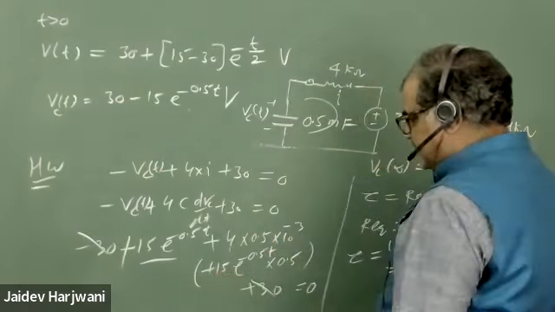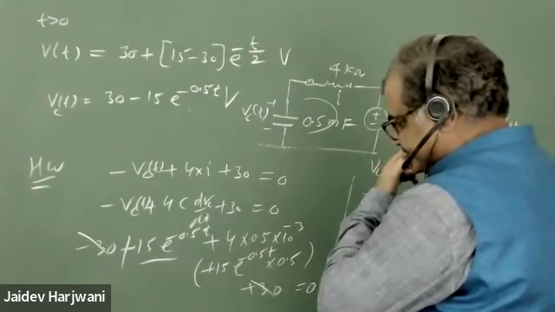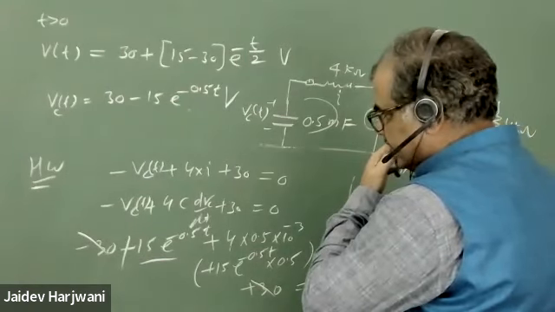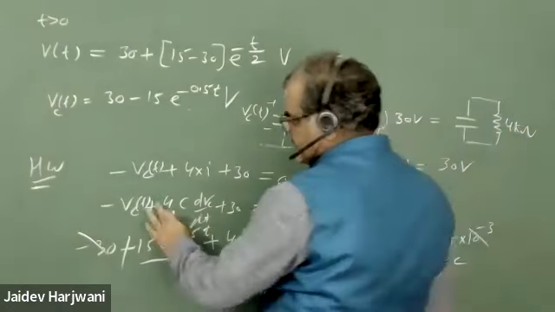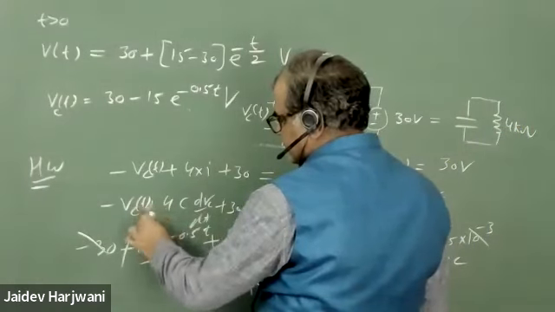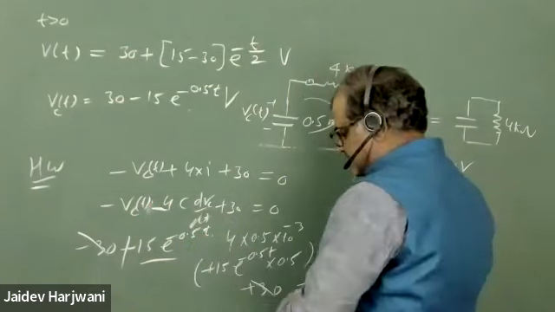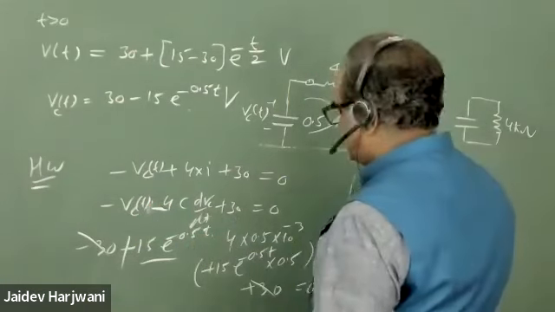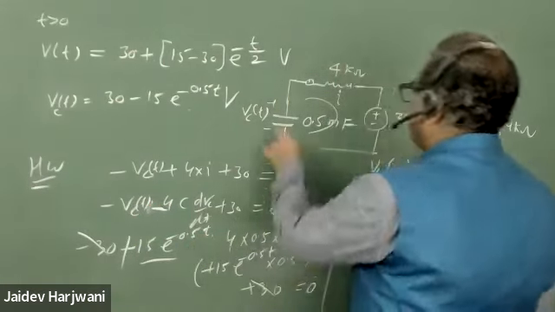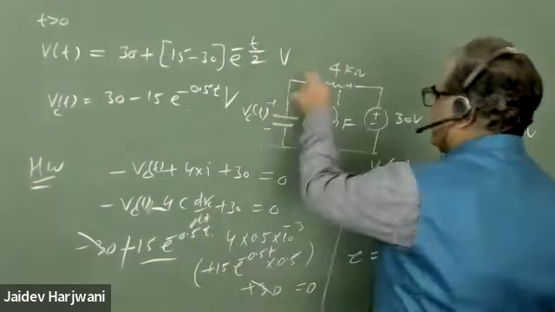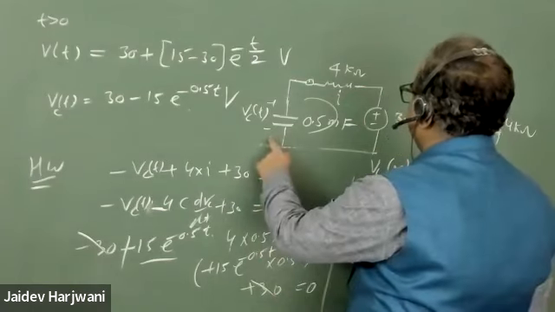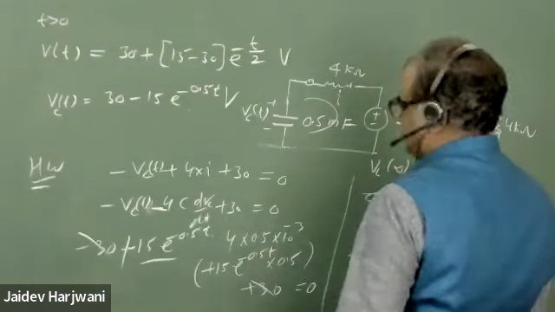No, something mistake is there. Okay, we check it. It should come zero. And because the discharging current, okay, sorry, this is discharging current. So this should come minus here. This is discharging current. So C dV/dt, this is for charging current. How to write? If I'm assuming current like this, minus VC.